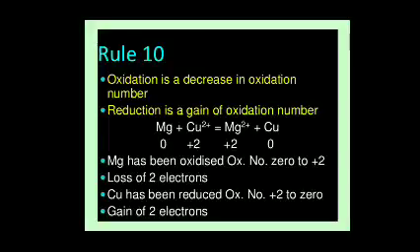Oxidation is an increase in oxidation number. Reduction is a decrease in oxidation number. Here Mg plus Cu 2+ gives Mg 2+ plus Cu. Mg has oxidation number 0 going to +2, loss of 2 electrons. Copper is reduced, oxidation number +2 to 0, gain of 2 electrons.